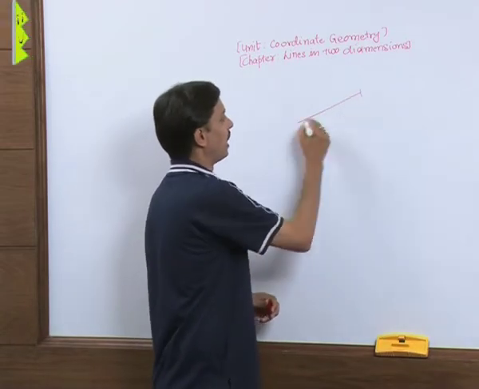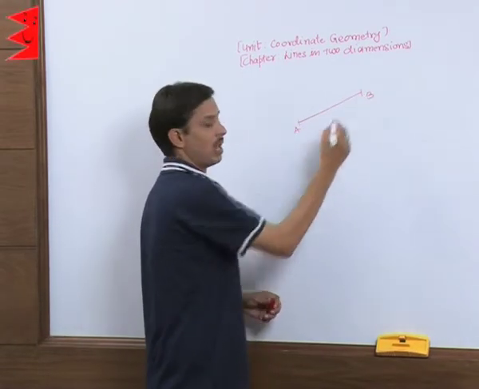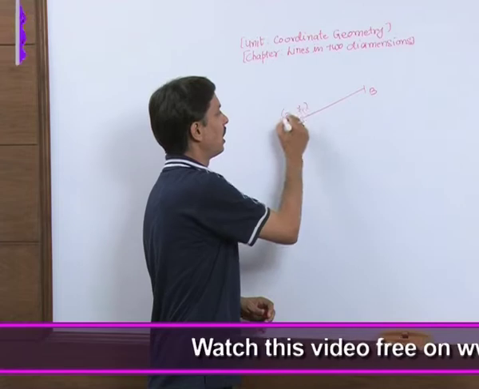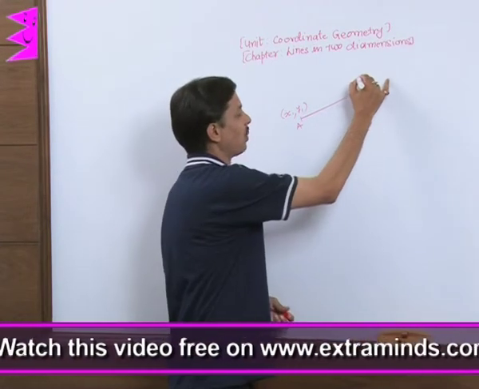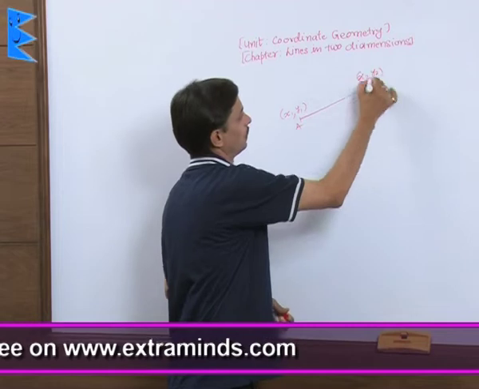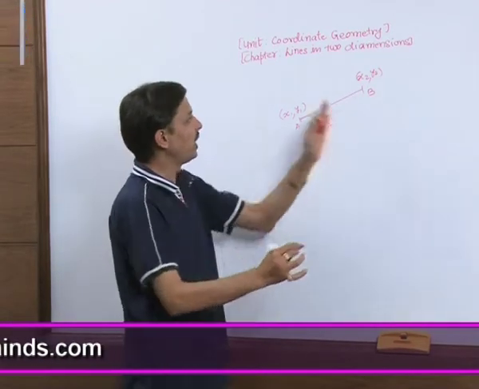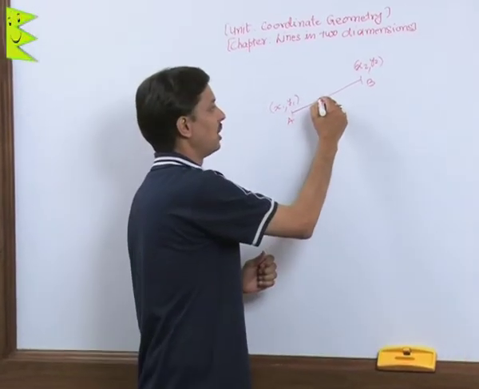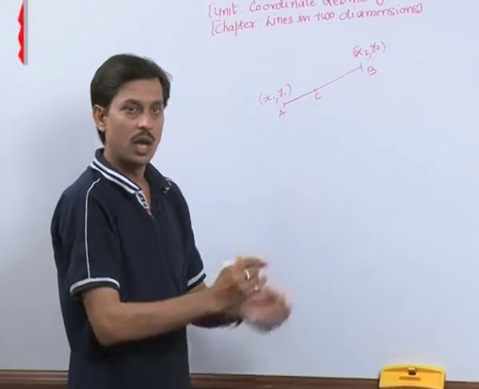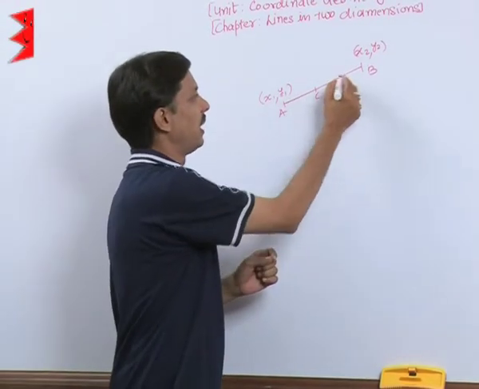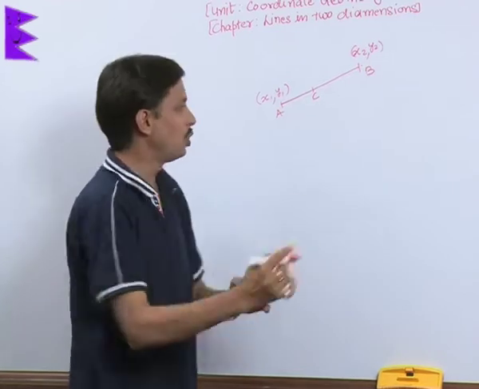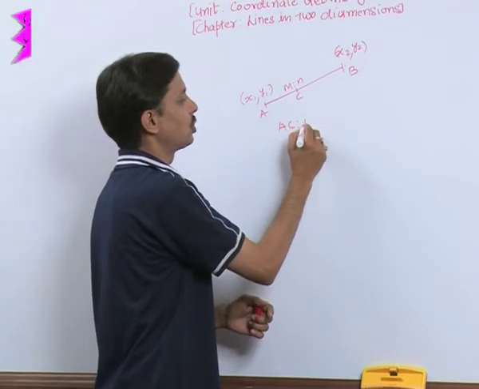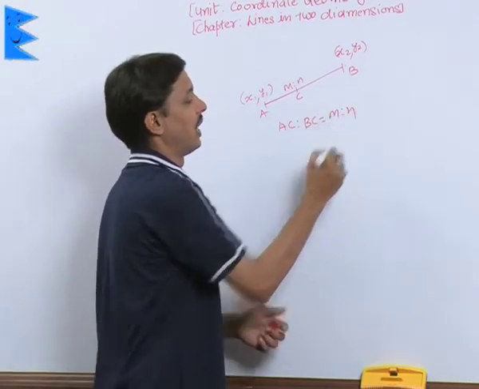Suppose we have any line segment AB. AB is any line segment and the coordinates of point A are x1, y1 and coordinates of the point B are x2, y2. In between A and B, internally on the line segment AB, suppose there is a point C. The lengths AC and CB are in the ratio of m:n. That is, AC is to BC is m:n.